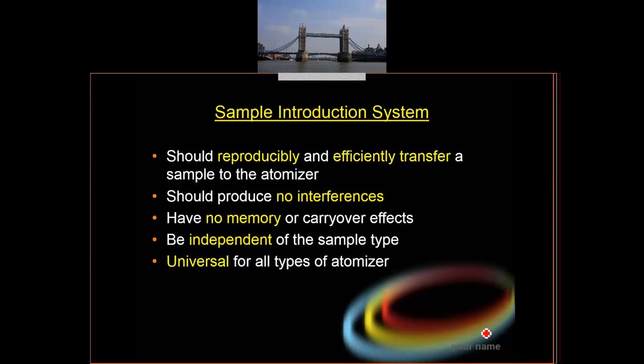So what should it have? What should this thing have? Okay, what it should do is it should have reproducibility and efficient transfer. It means that every time it sucks the sample, it should be at the same speed, the same speed every time. That is what is meant by reproducibility. And it should not have any interference.